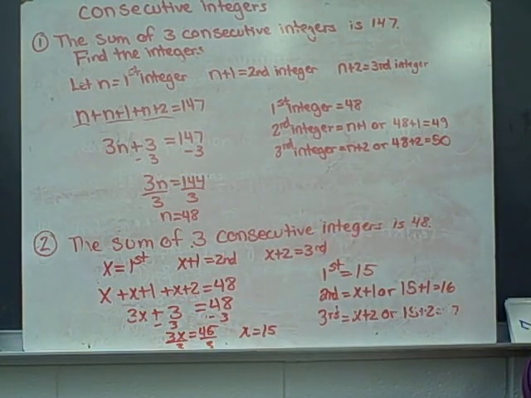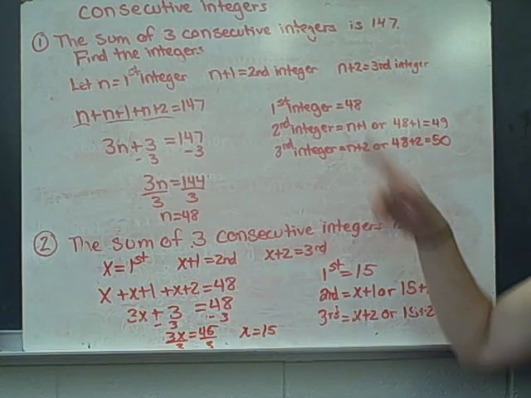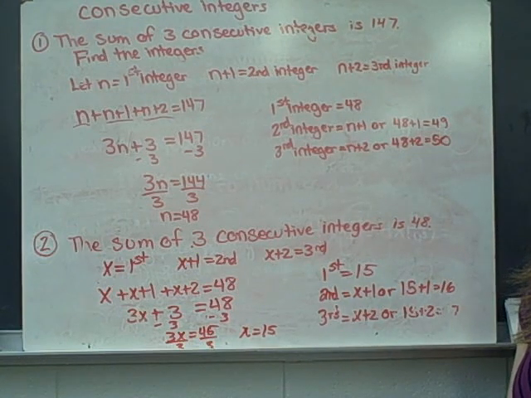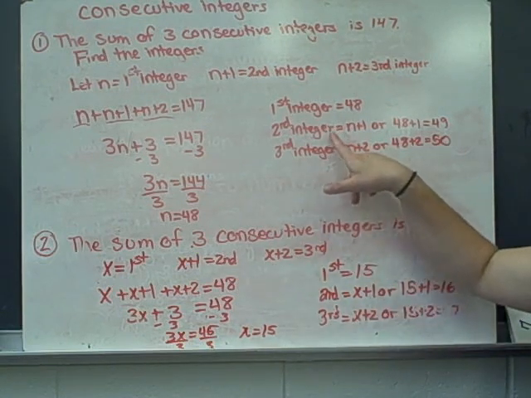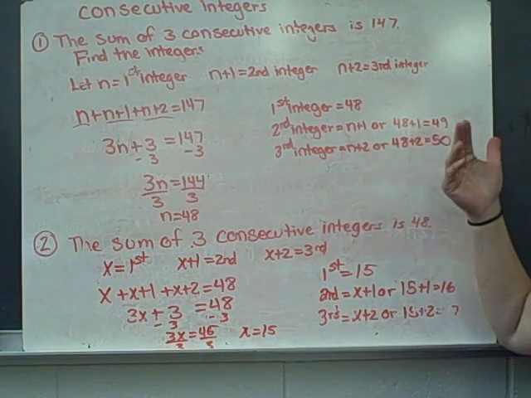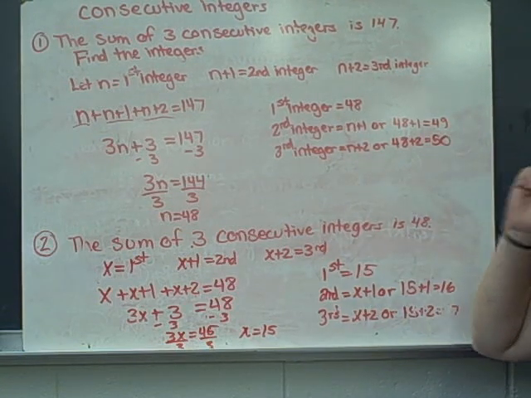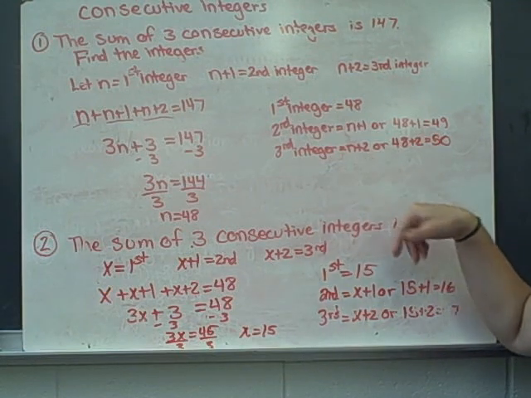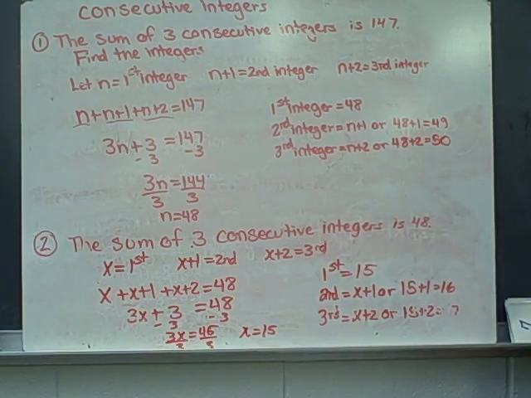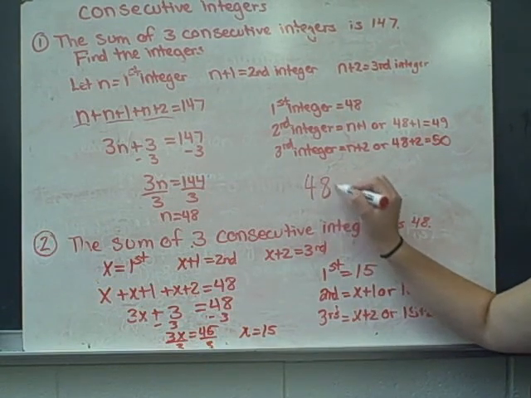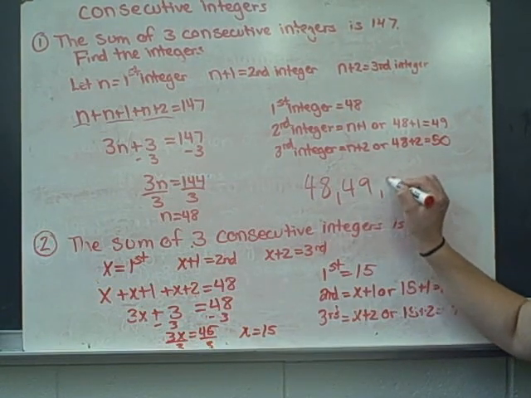So my first integer would be 48, but they want to know what all 3 of them are. Well, if they're consecutive integers, my second integer is just n plus 1, or 48 plus 1, which is 49. You're just counting up. My third integer, n plus 2, or 48 plus 2, would give me 50. So my 3 integers would be 48, 49, and 50.